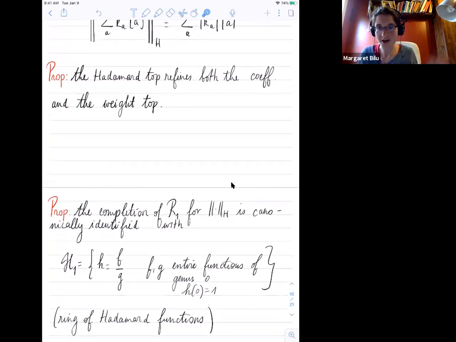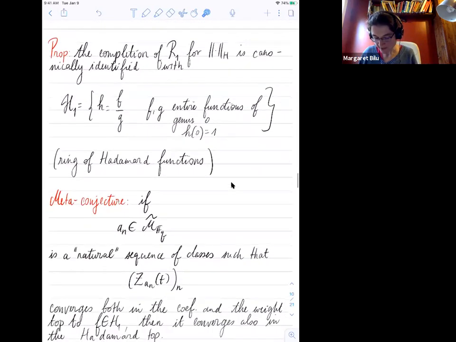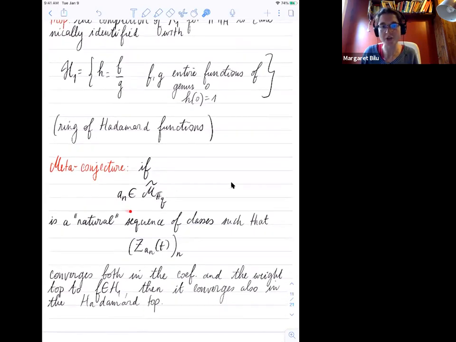Okay, and so once we have this, our meta conjecture, which really has to be taken as just a wishful thinking question, is that if we have some, in some sense natural sequence of classes in the modified Grothendieck ring, natural in the sense that it occurs in some natural counting problem or geometric problem or whatever, and such that the corresponding sequence of zeta functions, which will be elements in our ring R1, converges in both the coefficient topology and the weight topology, we hope that this cannot occur by chance. That if this occurs, this means that it already converges in the Hadamard topology. So this is our meta conjecture that we try to apply to different situations and prove in different cases.